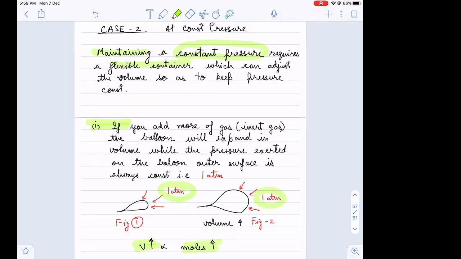So I can say that at constant pressure, whenever I add more amount of inert gas, the equilibrium will shift towards a direction where more moles are being produced. I hope it seems logical to you. Sir, in the last class, we had seen that if we increase the volume, then the moles will also increase. But if we increase the pressure, then the moles will decrease because pressure and volume are inversely proportional.